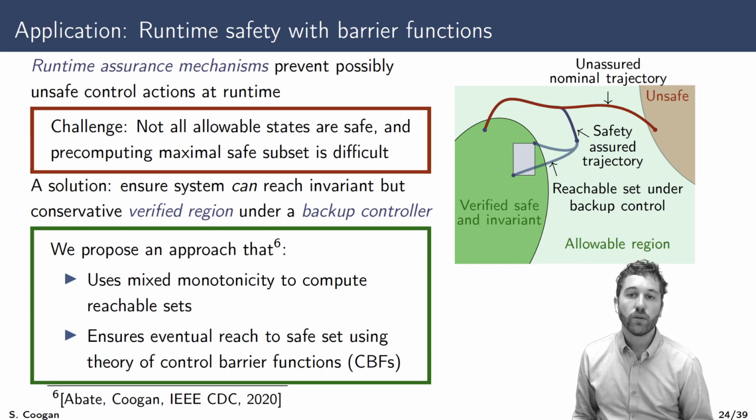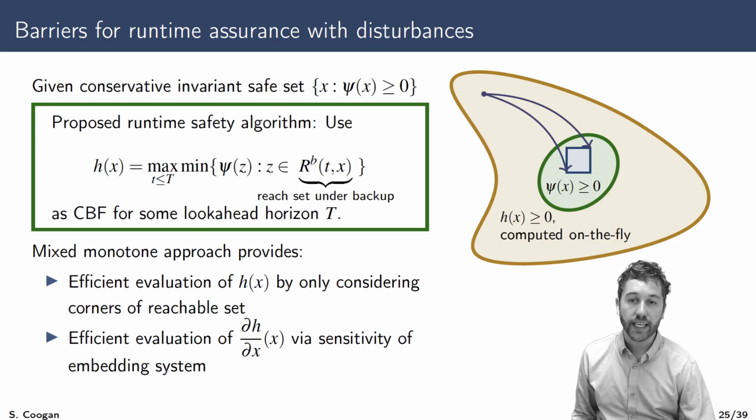So in our recent work, we've proposed an approach that uses mixed monotonicity to compute the reachable sets, and then we use control barrier functions in a novel way to ensure that the reachable set becomes contained in the verified subset. To provide an abbreviated glance at the technical details that we developed in this line of work, suppose that this conservative verified subset is defined as the super zero level set of some function psi of x. We can then define a control barrier function h of x implicitly as the maximum over some a priori time horizon t of the minimum value attained by psi over the reachable set of the system computed from the current state x under the backup control policy.